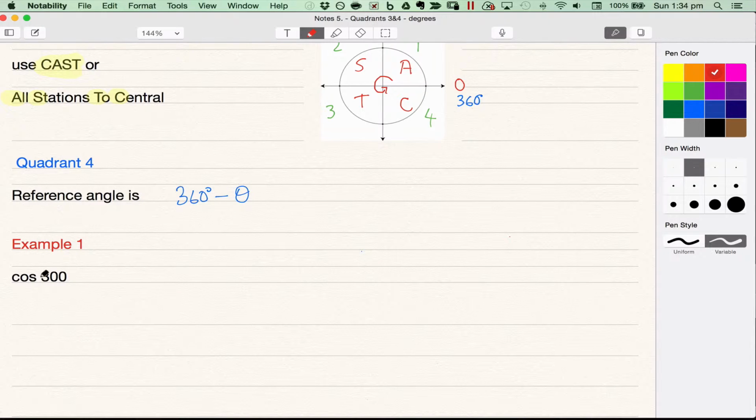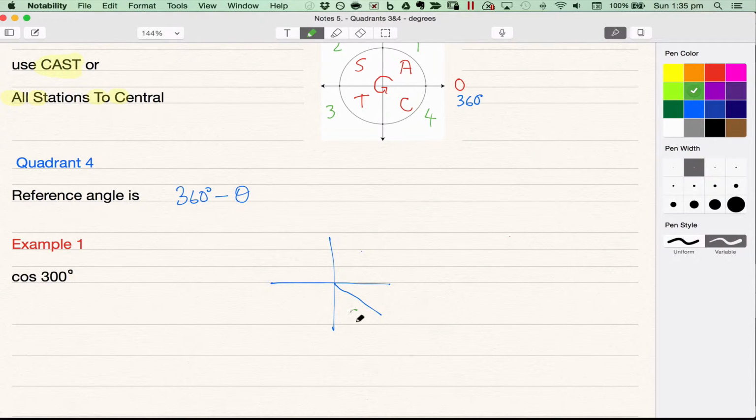When you're trying to find an angle, it should have a degrees sign on there. When you're trying to find an angle, you need to take the following steps. First step is to draw a quick sketch of your unit circle and draw in where your angle is. So we've got 300 degrees. And we can start from 0, go all the way around here, and 300 will be in quadrant 4.